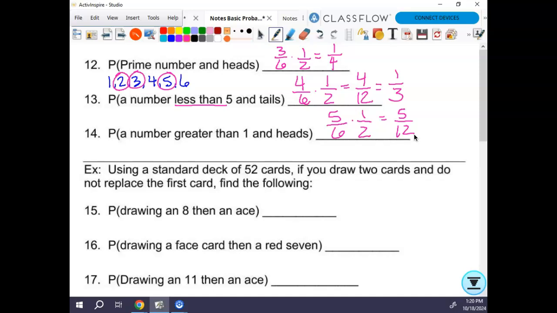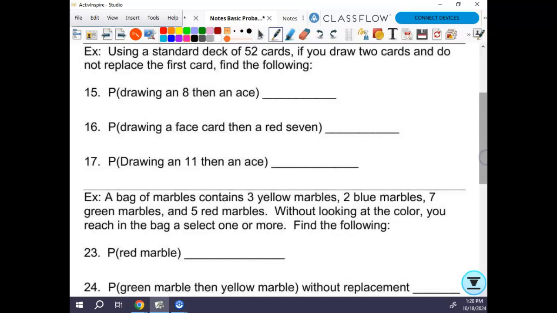All right. So let's look at these. Using a standard deck of 52 cards, you draw 2 cards and do not replace the first card. Okay, here's your non-replacement. These are definitely dependent events. So the probability of drawing an 8, then an ace. How many 8s are there? 4, right? So I do 4 out of 52. And then an ace. How many aces are there? 4 aces, right? Is this going to be 4 out of 52? What is this going to be? 4 out of what? 51, because we did not replace the first card.